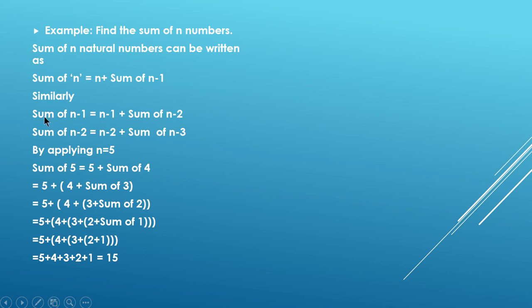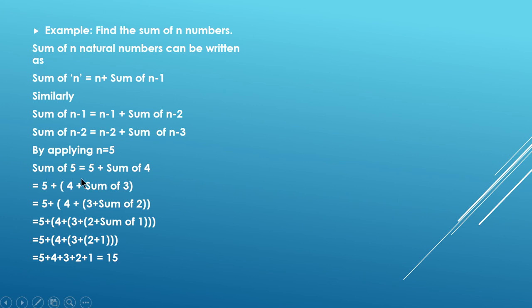Similarly, sum of n minus 1 is equal to n minus 1 plus sum of n minus 2. Sum of n minus 2 can be written as n minus 2 plus sum of n minus 3. When we apply the value for n, you will understand much better. I want to find the sum of first 5 natural numbers, that is 1 plus 2 plus 3 plus 4 plus 5.